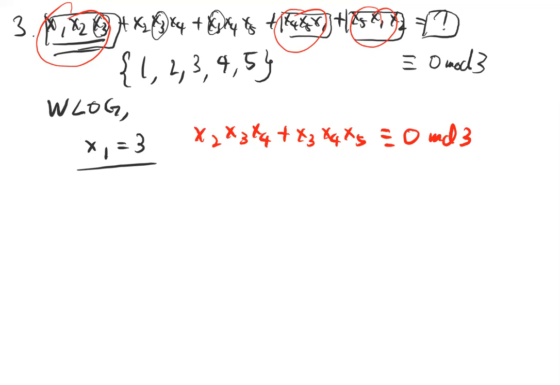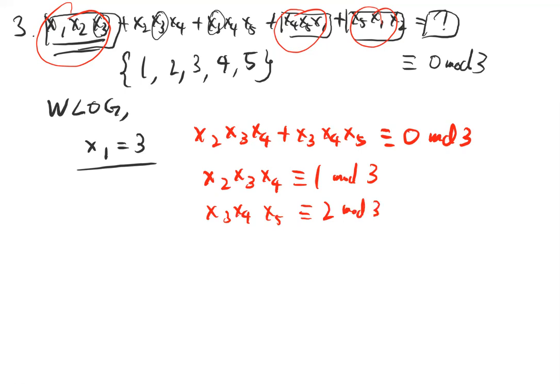One possibility is that x2 x3 x4 is 1 mod 3 and x3 x4 x5 is 2 mod 3. And vice versa: x2 x3 x4 is 2 mod 3 and x3 x4 x5 is 1 mod 3. Now we have to look at the numbers that remain. We still have 1, 2, 4, 5. So how do we make 1 mod 3?